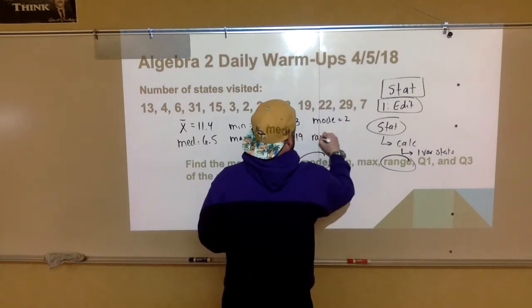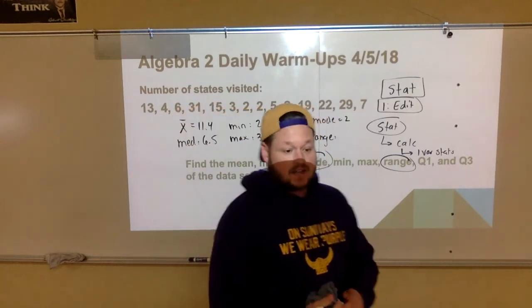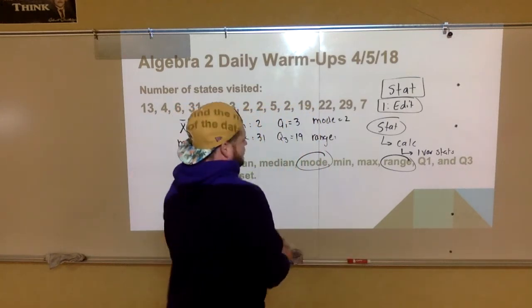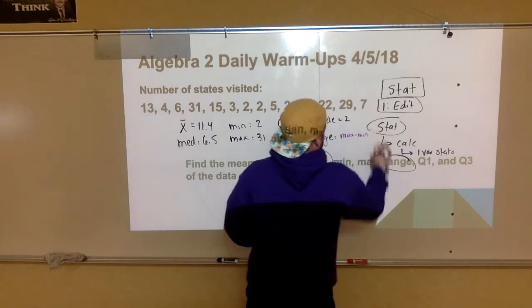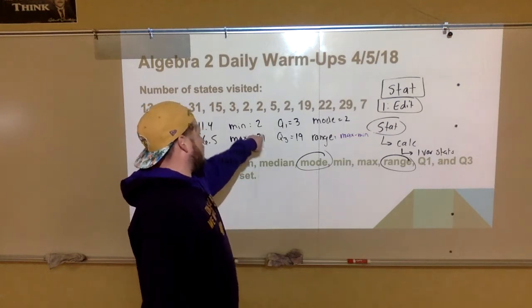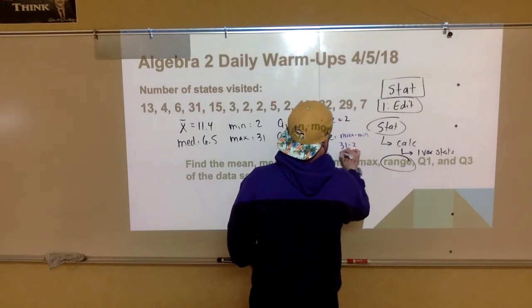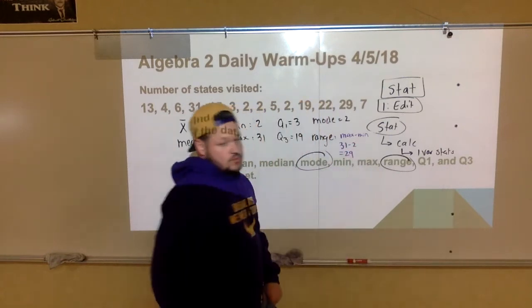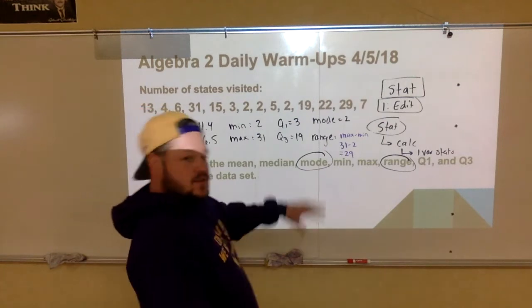And then my range. My range is essentially the maximum number minus the minimum number. Since I already know what those numbers are, my max is 31, my min is 2, that would be 31 minus 2, which equals 29. You will have to do this on your assessment, so make sure you know how to do everything on this slide.